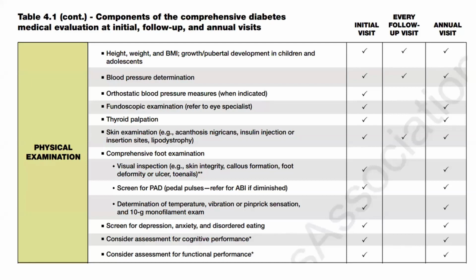If we see any changes, we can refer to the ophthalmologist. And of course, a comprehensive foot examination. We need to look for any callus formation, foot deformities, ulcers, and especially check the peripheral pulses for any features of peripheral vascular disease. If we suspect things like that, we can check the ankle brachial pressure index and do the referral accordingly and in a timely manner. Then checking vibration sensation and monofilament testing are of importance. And of course, we might forget to do things like screening for depression, anxiety, eating disorders and cognitive ability. So at the primary care initial visit, and also at the annual visit, it is better to do these screenings as well.